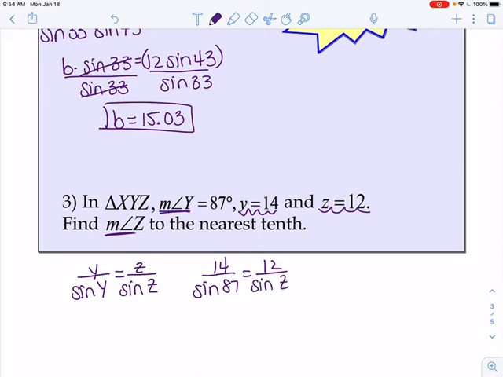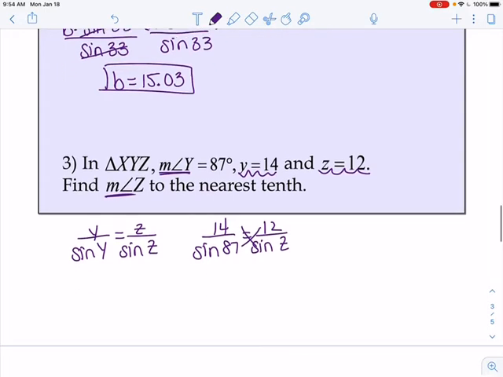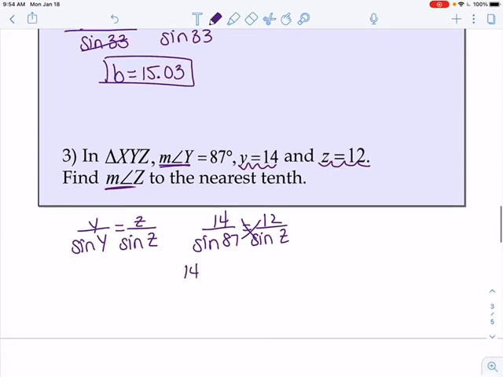Okay, so I'm looking for the measure of the angle. So eventually this time around, I'm going to have to do sine inverse. But let's cross multiply first before we get to that step. So 14 times the sine of Z is going to equal the 12 times the sine of 87.